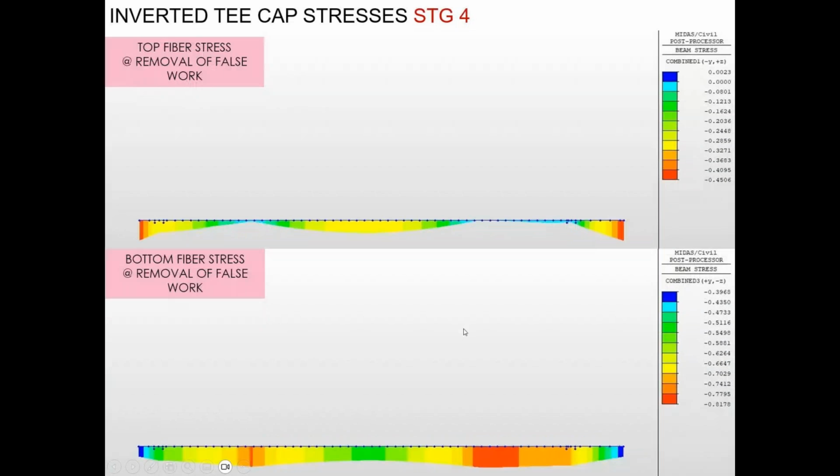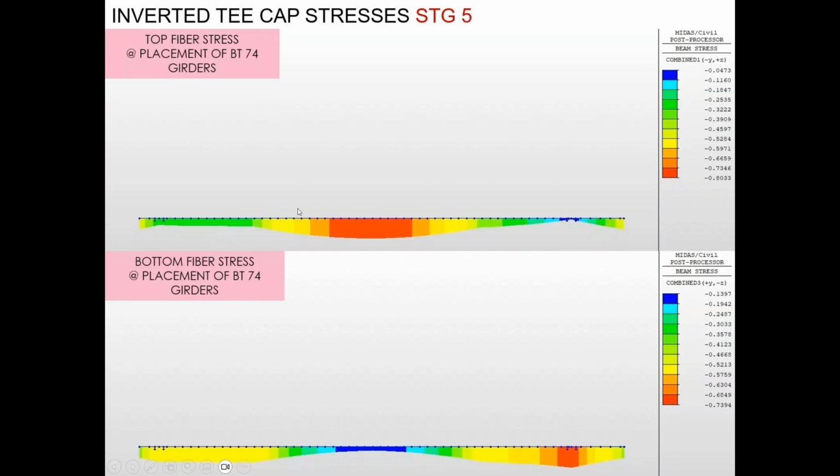Then going into this stage number 4, after removing the false work. So that's also to monitor how the stresses will change after removing the false work. And then after placing the bulb T74 girders, you can see more compression is now applied at the top due to the dead load, the additional dead load that is added. And you'll start to see the compression stresses on the bottom fiber are reducing, because anytime you apply loads, this puts more tension on the bottom fiber. So you are reducing the effect from the pre-stressing or the post-tensioning gradually.